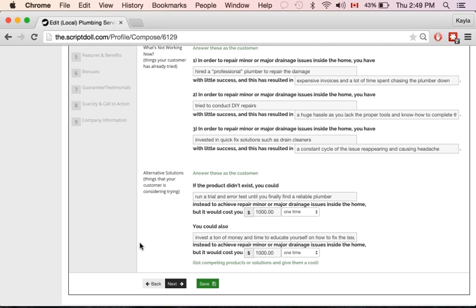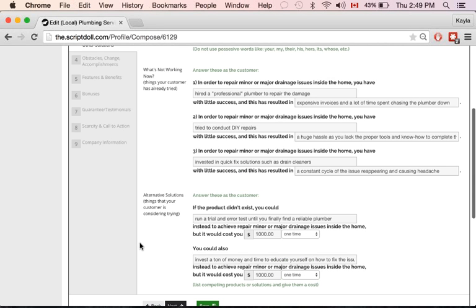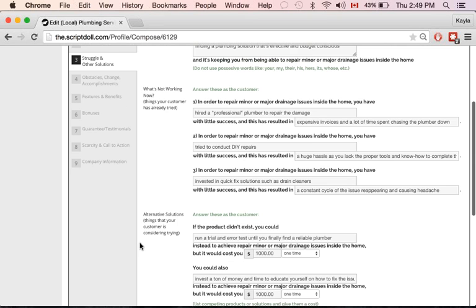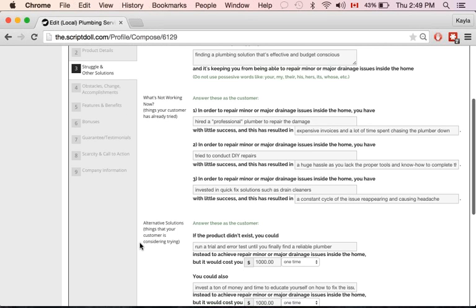So this person could run a trial and error test until they found a reliable plumber. But obviously that's going to cost them a lot of headache and money. They could also try to invest time and money to educate themselves, which again, is a lot of time and money. So these are alternative solutions that they could try but haven't tried yet.